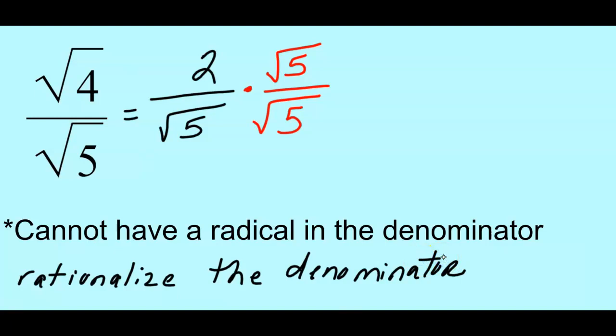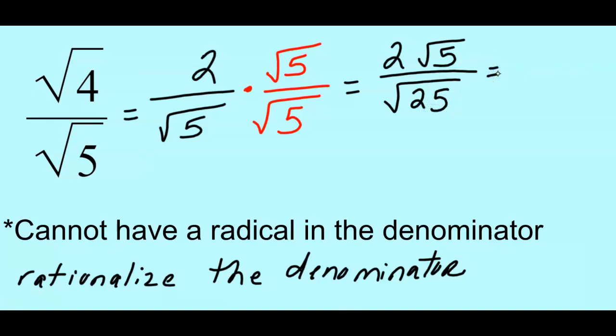Okay, so when we rationalize our denominator, you take the square root that's in the denominator and you just multiply top and bottom by that square root. 2 times the square root of 5 is just 2 square roots of 5. And the square root of 5 times the square root of 5 gives me the square root of 25. Well, the square root of 25 is just the number 5.